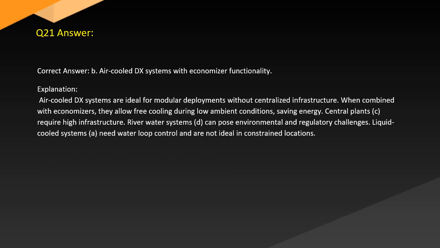Answer. Correct answer: B. Air-cooled DX systems with economizer functionality. Explanation. Air-cooled DX systems are ideal for modular deployments without centralized infrastructure. When combined with economizers, they allow free cooling during low ambient conditions, saving energy. Central plants (C) require high infrastructure. River water systems (D) pose environmental and regulatory challenges. Liquid-cooled systems need water loop control and are not ideal in constrained locations.